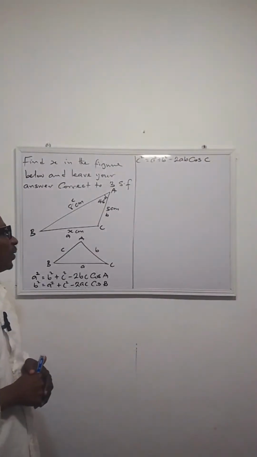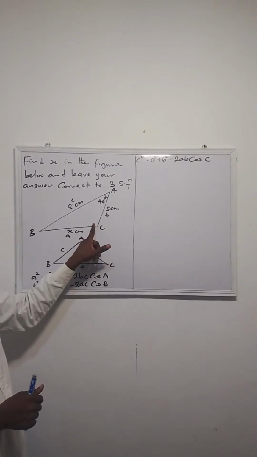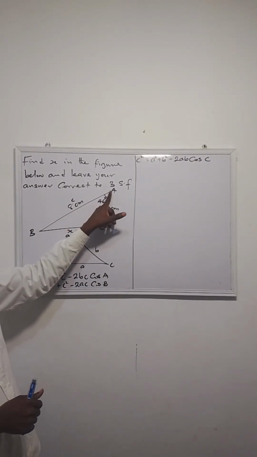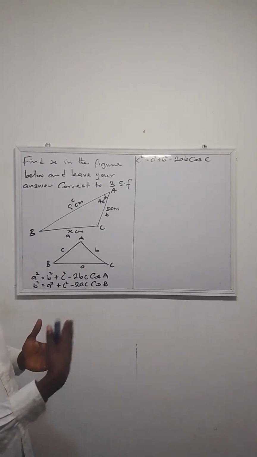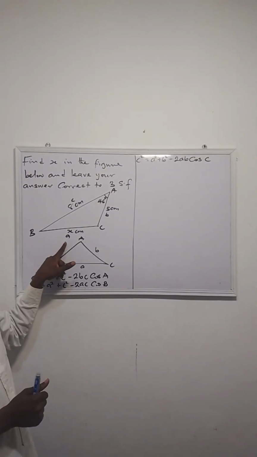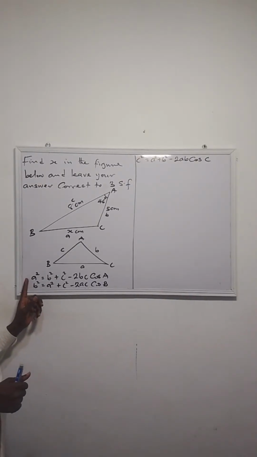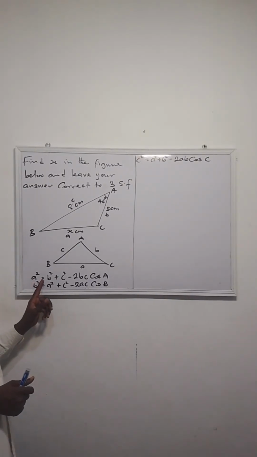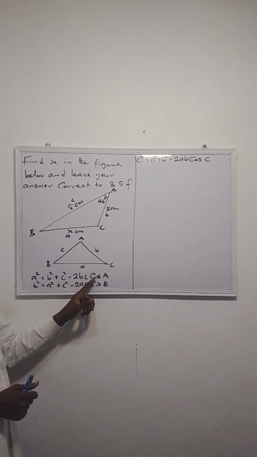All right. Okay. So now this is angle B, side B, angle C, side C, angle A, side A. So the side that is opposite to an angle is the side of that angle. All right. So now I'm looking for side A. So how do I get this side A? I'll be making use of this formula. So a squared equals b squared plus c squared minus 2bc cos A.